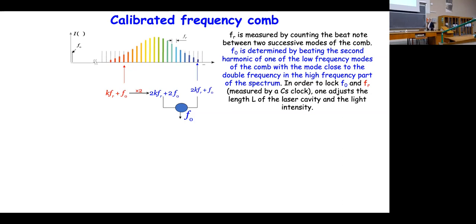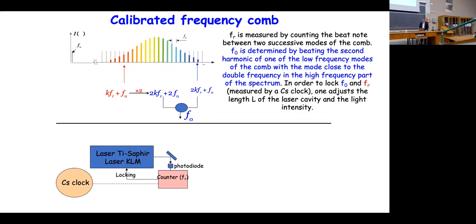And so at the bottom of the slide, I show you how it works. You have here the frequency comb laser. You have here a beam splitter. You send part of the light into a photodiode and it just measures a beat note between two adjacent modes. What you measure here is in fact the repetition rate of the pulses. And this repetition rate is compared to a cesium clock. And you decide you want to fix this frequency to a given value. So you lock your frequency comb to a given FR, which is measured by the atomic clock.